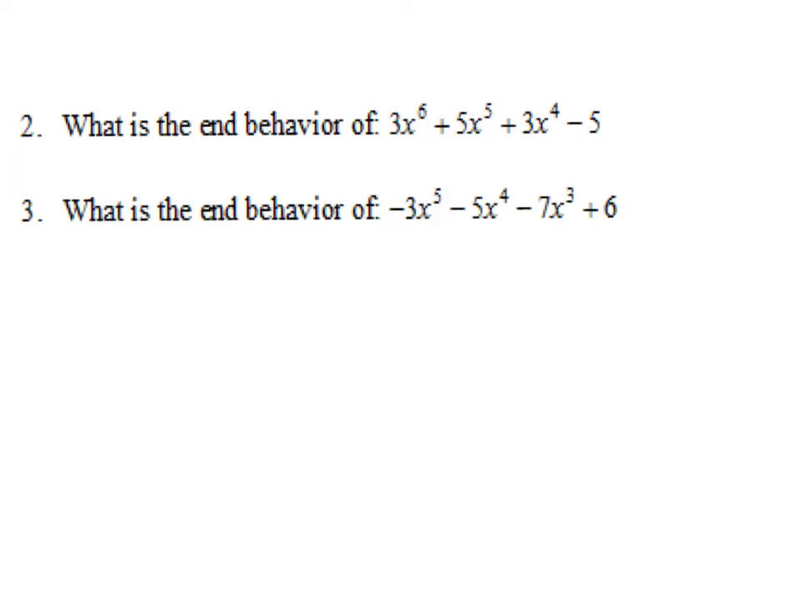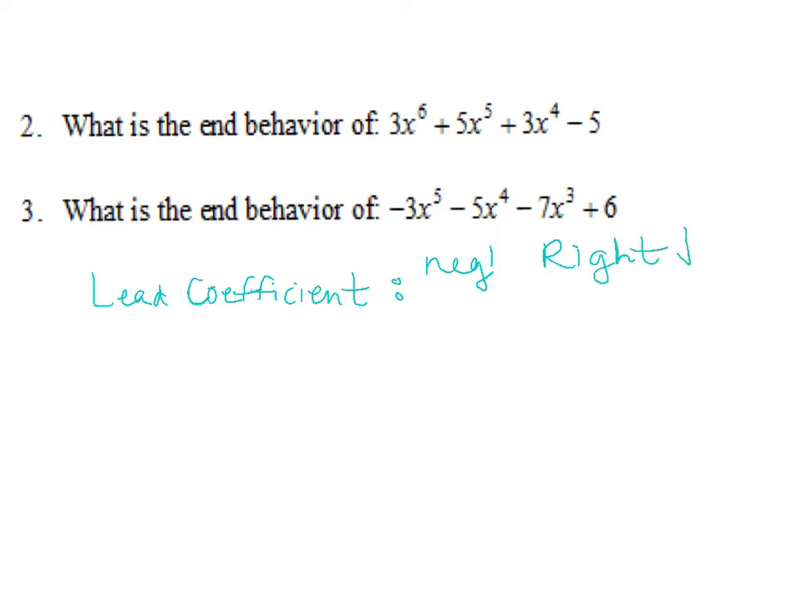So here I'm looking at end behavior, and I want to just remind you how end behavior works. You're going to be looking at 2 things. You look at the lead coefficient first, and if the lead coefficient is negative, negative people bring you right down. If your lead coefficient is positive, positive people bring you right up.